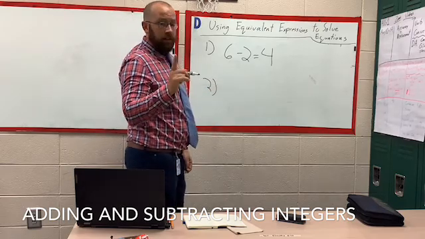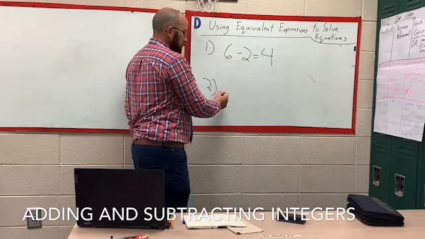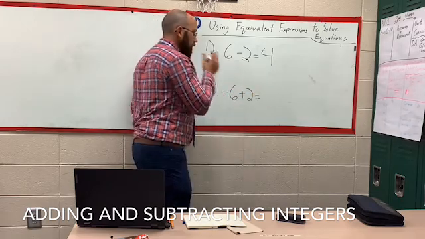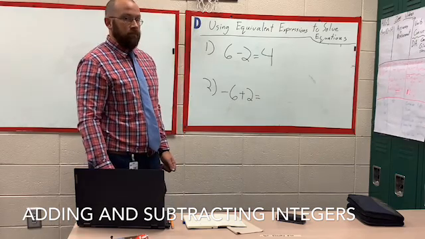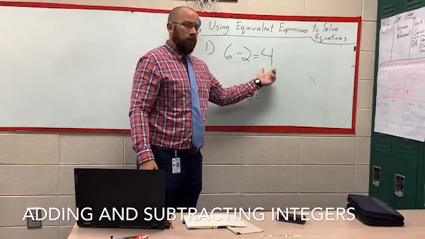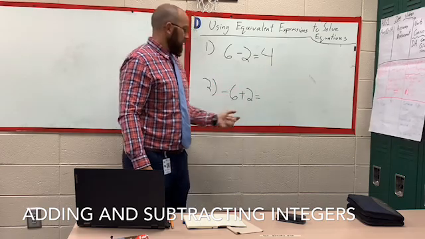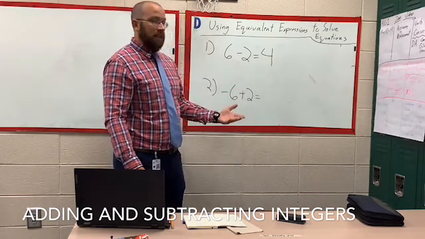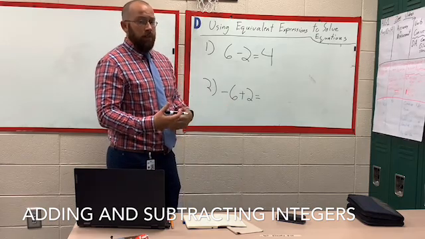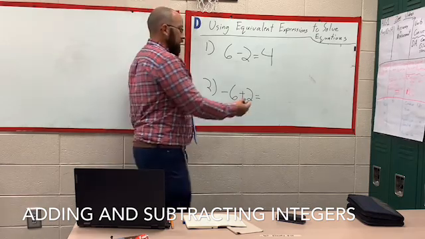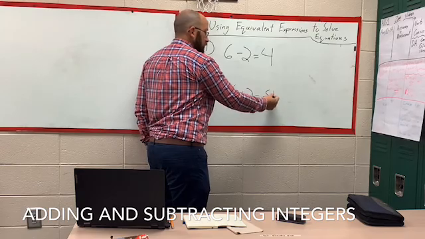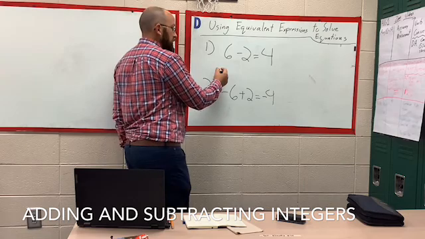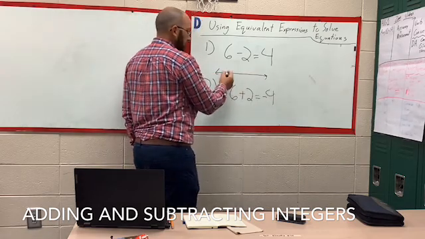Now what if I did this? What if I took the negative from the 2 and put it on the 6? All right, is the answer still 4? No, it is not. Because now this is a completely different problem. So if I have -6 things and I take away 2, or I add 2 to a negative, I have a negative, right?